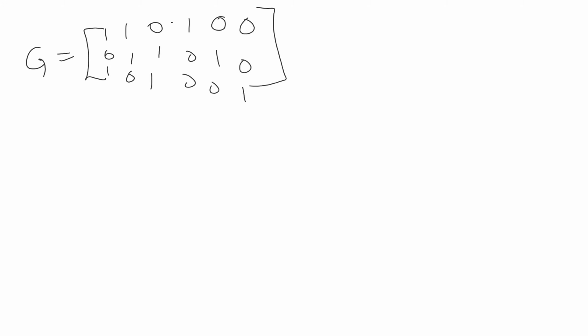So you have your matrix. Your generator matrix was what? It was 1 0 1 1 1 0 0 0 1 0 0 0 1. And we said that this is your identity matrix, which is a K by K matrix. And this is your parity check matrix, which is an N minus K by an N minus K matrix.